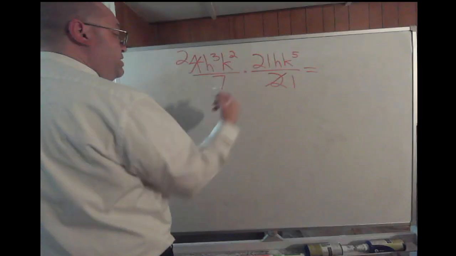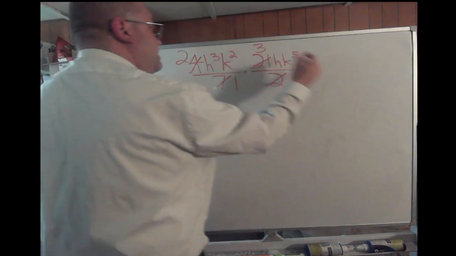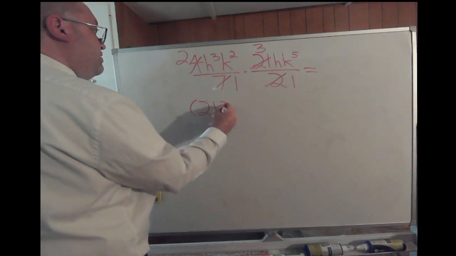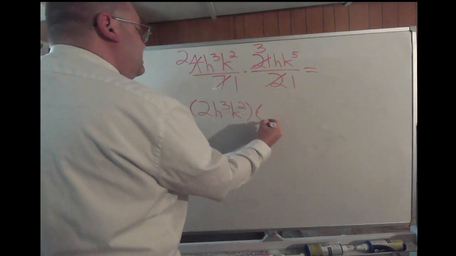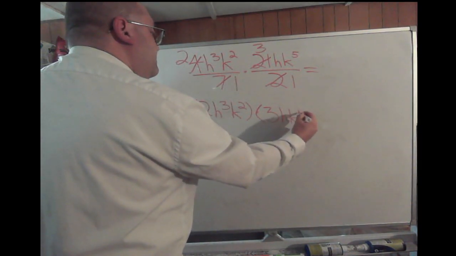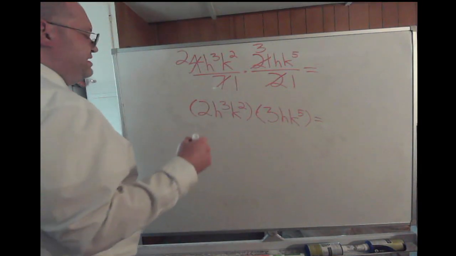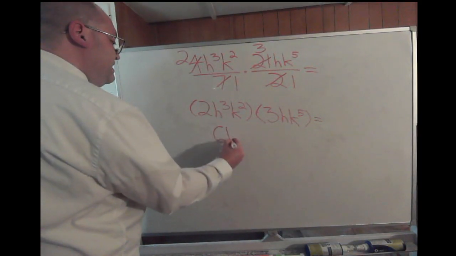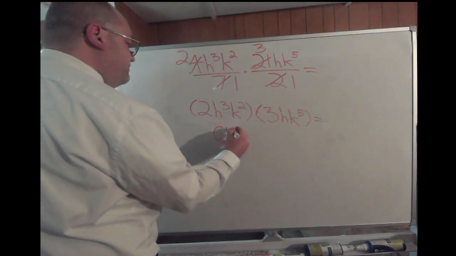And then you got 7 and 21. 7 divided by 7 is 1. 21 divided by 7 is 3. So what you're really going to be left with is the quantity of 2h to the third k to the second times the quantity of 3hk to the fifth. So now we're going to go ahead and multiply. We have 2 times 3, that will give you 6. You have your base h, you have h to the third times h to the first, so that'd be h to the 3 plus 1, that'd be h to the fourth.